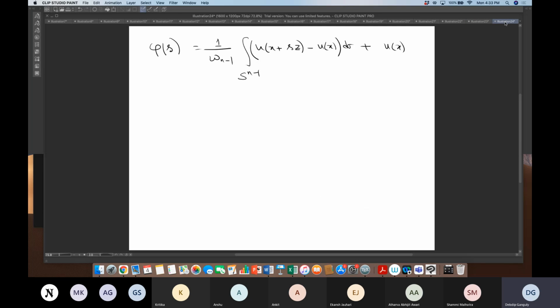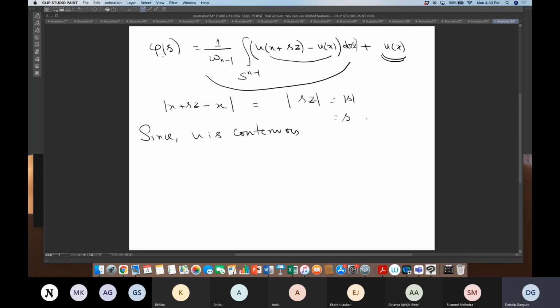Okay. Now what can I do? Now you just see the points: x plus sz minus x is nothing but sz, and mod z is 1. That is mod s into mod z, and mod s is s because I am taking s positive. Now you tell me, I can choose s to be very small, right? Since u is C², in particular u is continuous, because I want this to be 0, because I want to write φ(s) minus u(x). Then |u(x plus sz) minus u(x)| is less than epsilon whenever s is less than delta. Clear? By continuity, if I choose s very small, then I can make |u(x plus sz) minus u(x)| less than epsilon. I can do that, right?